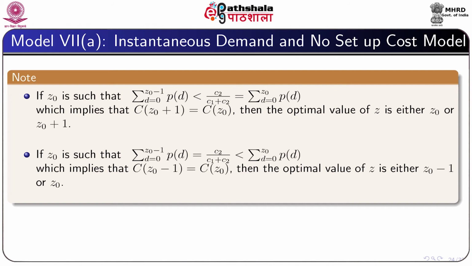On the other hand, if Z0 is such that summation D equal to 0 to Z0 minus 1 of P(D) is equal to C2 by (C1 plus C2), which is less than summation D equal to 0 to Z0 of P(D), then we can say that C(Z0 minus 1) is equal to C(Z0), and this gives the optimum value of Z as either Z0 minus 1 or Z0.